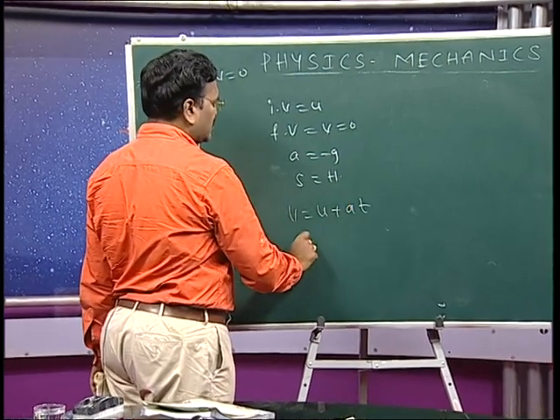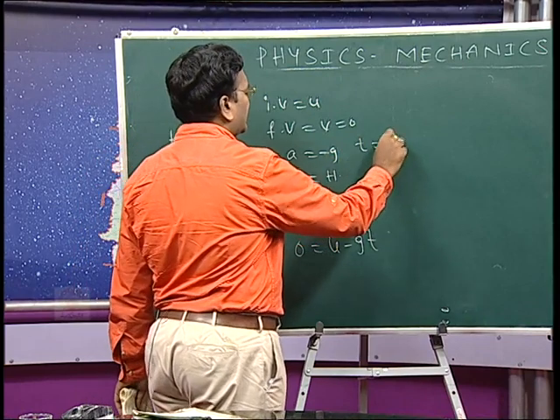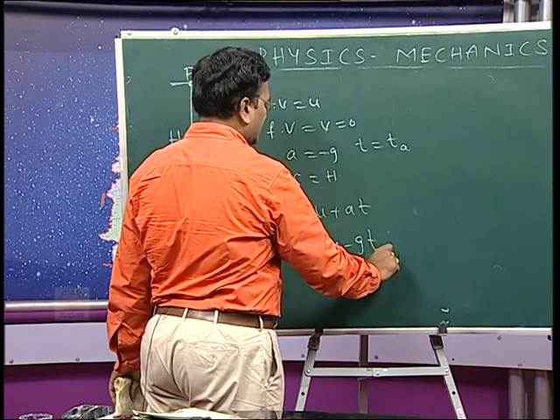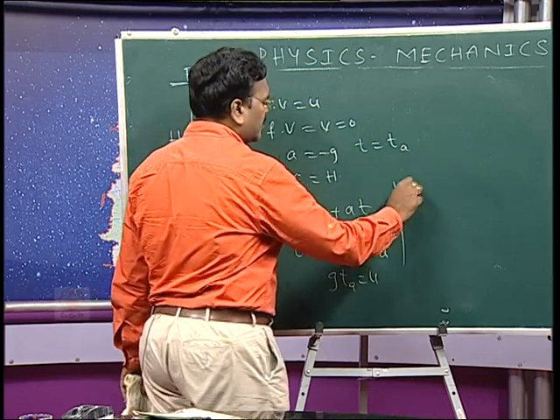V is equal to 0, U, a is minus g, T is equal to time of ascent. From this, g Ta is equal to U. Now, Ta is equal to U by g.